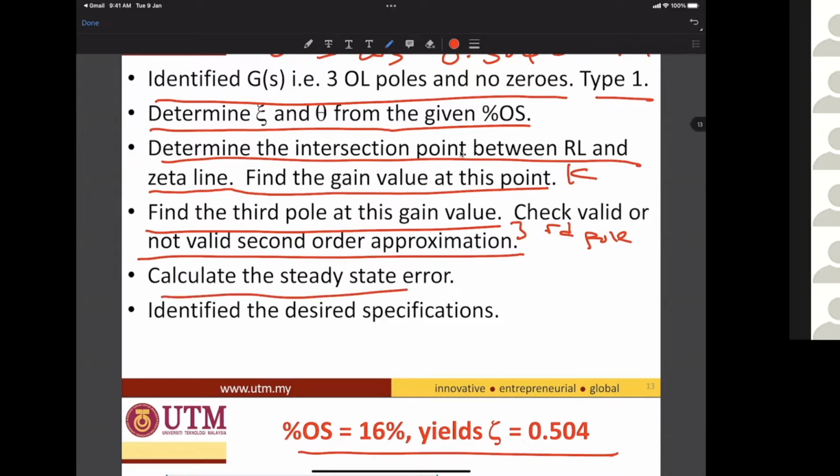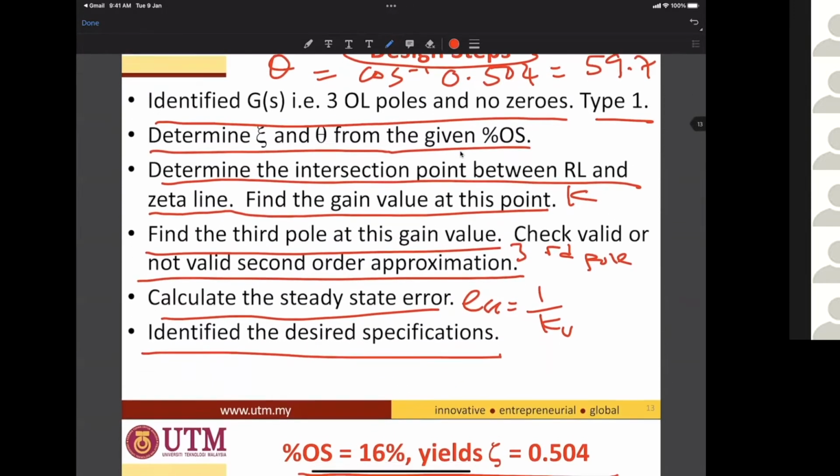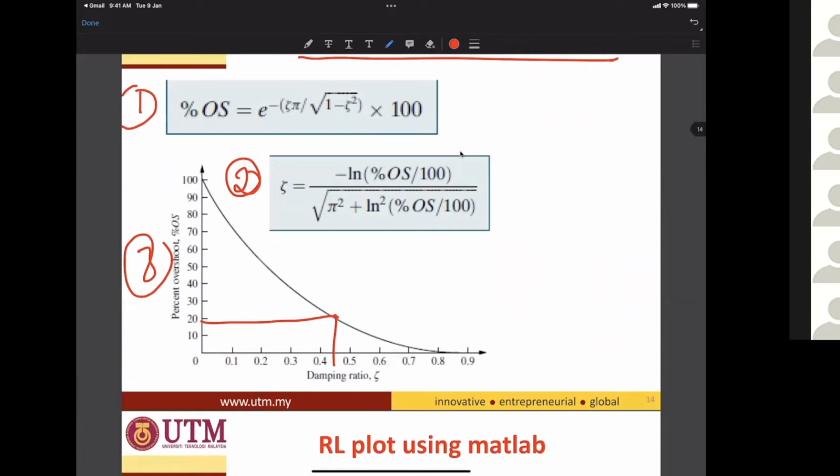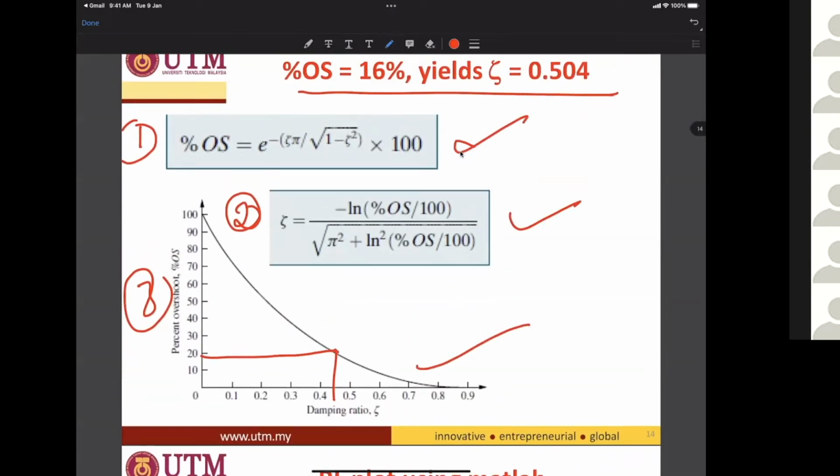Calculate the steady state error, 1/Kv because the system is type 1. Then identify the desired specification. This we call steps, the design steps, or the standard procedure, how to solve the problem. This is given in the test and in the exams, so no need to memorize.